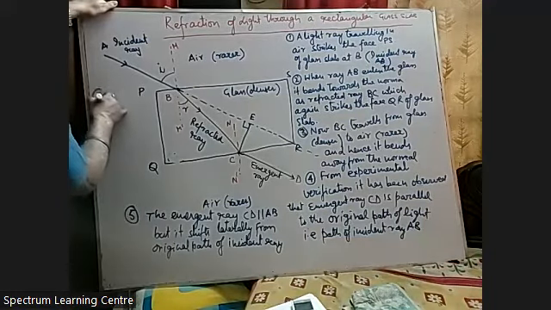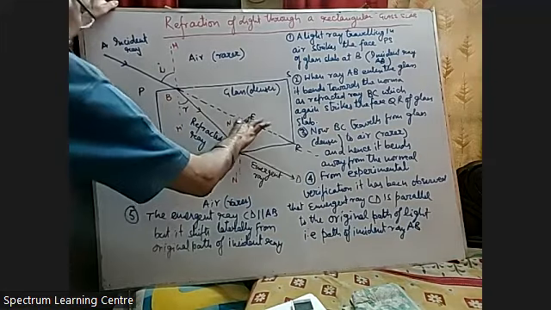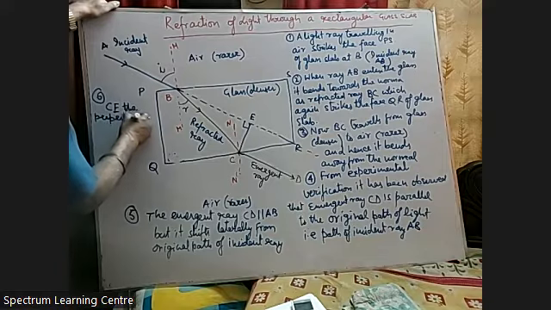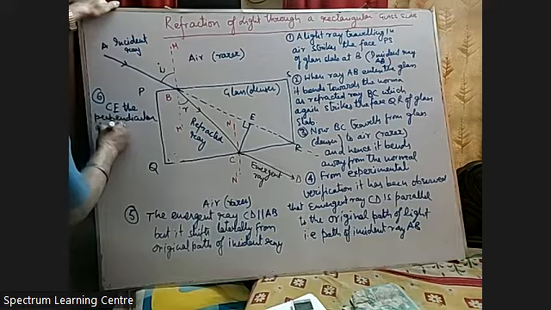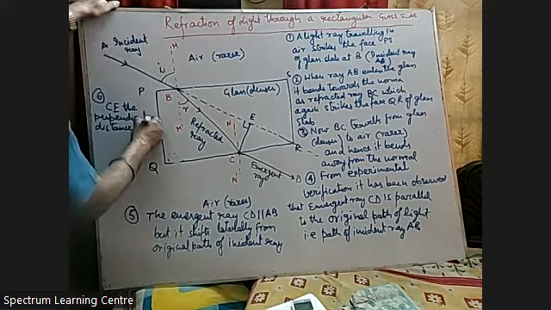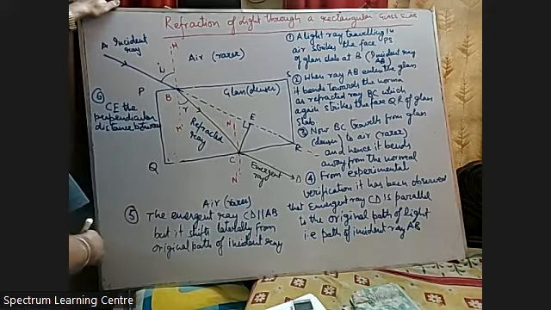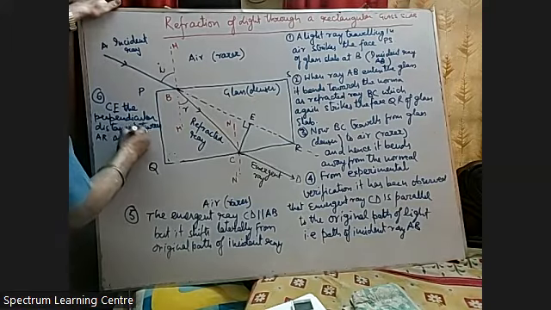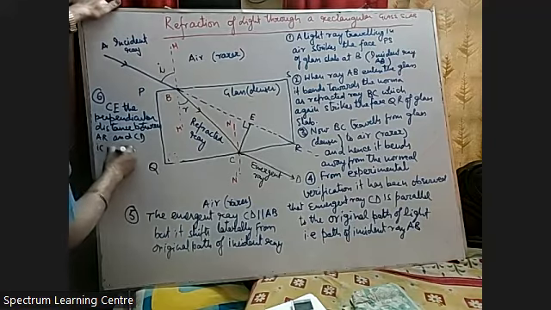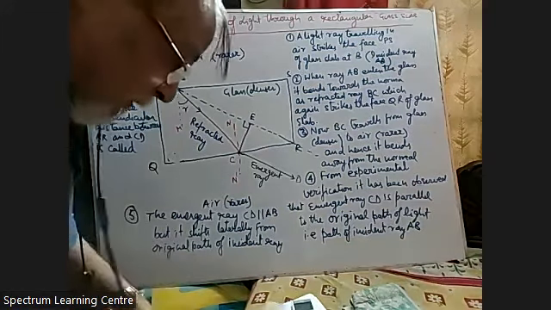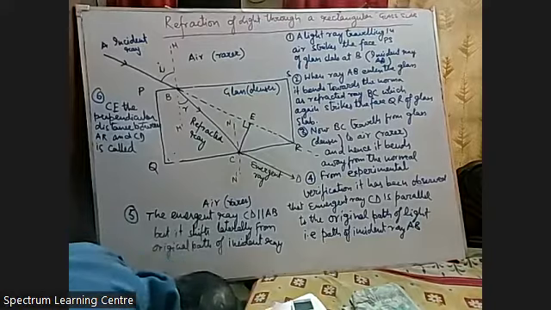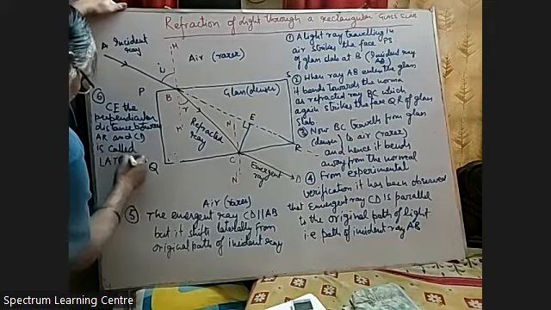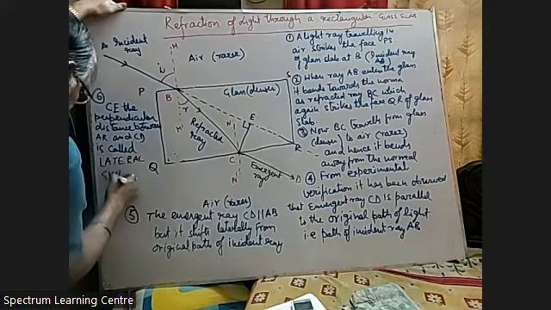Point number six, CE, this distance, the perpendicular distance between AE and CD is called lateral shift.